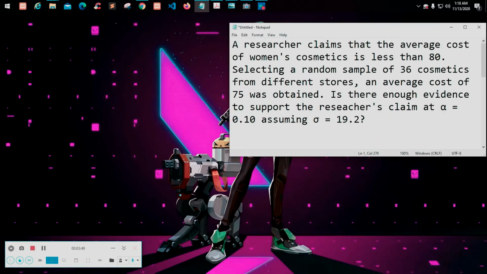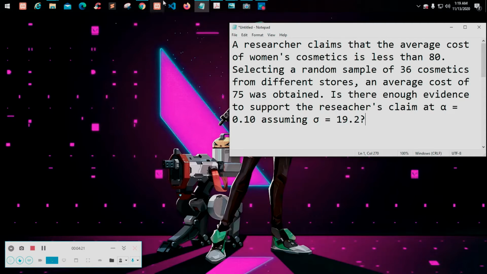Ayan. So in this example, a researcher claims that the average cost of women's cosmetics is less than 80. Then selecting a random sample of 36 cosmetics from different stores, we got an average of 75. This is the sample mean. So is there enough evidence to support the researcher's claim? So given that the alpha is 0.10 and assuming that the standard deviation of the population is 19.2.